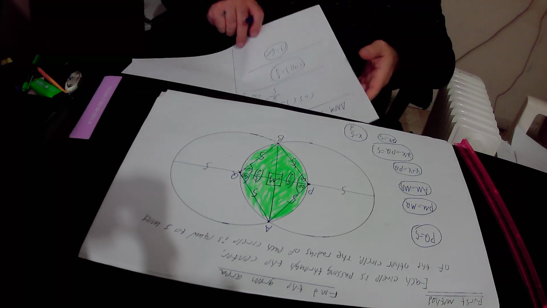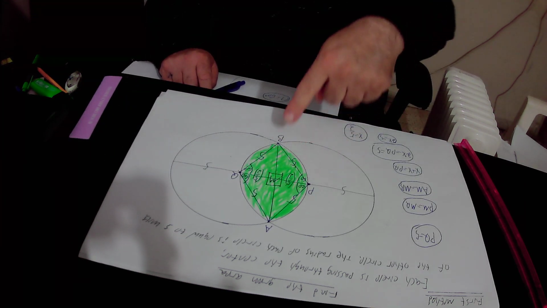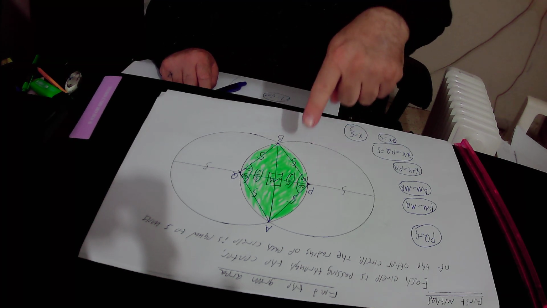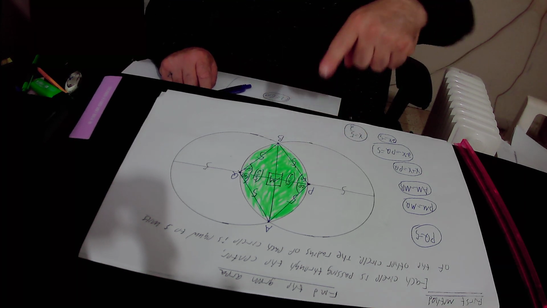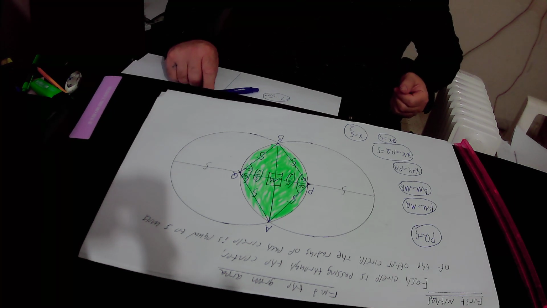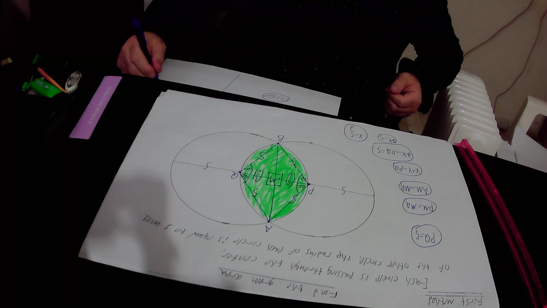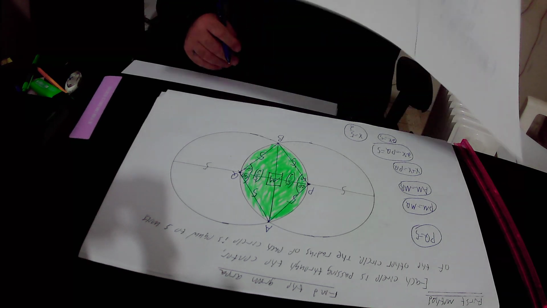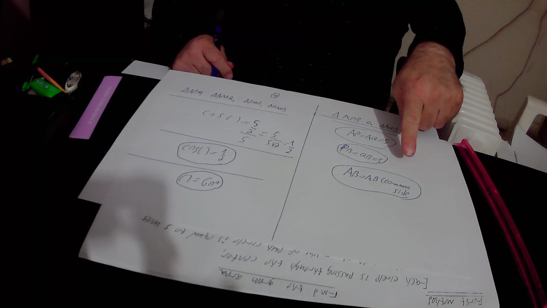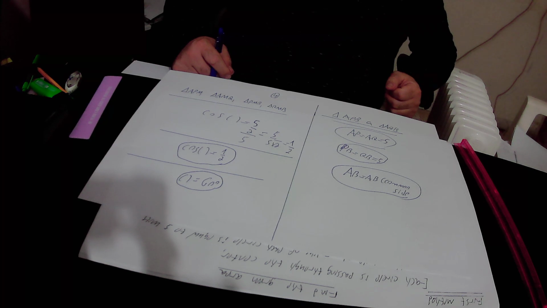And side AB is equal to itself. Side AB is a common side. It belongs to both triangles. So we write down that AB equals AB, a common side that belongs to both triangles.